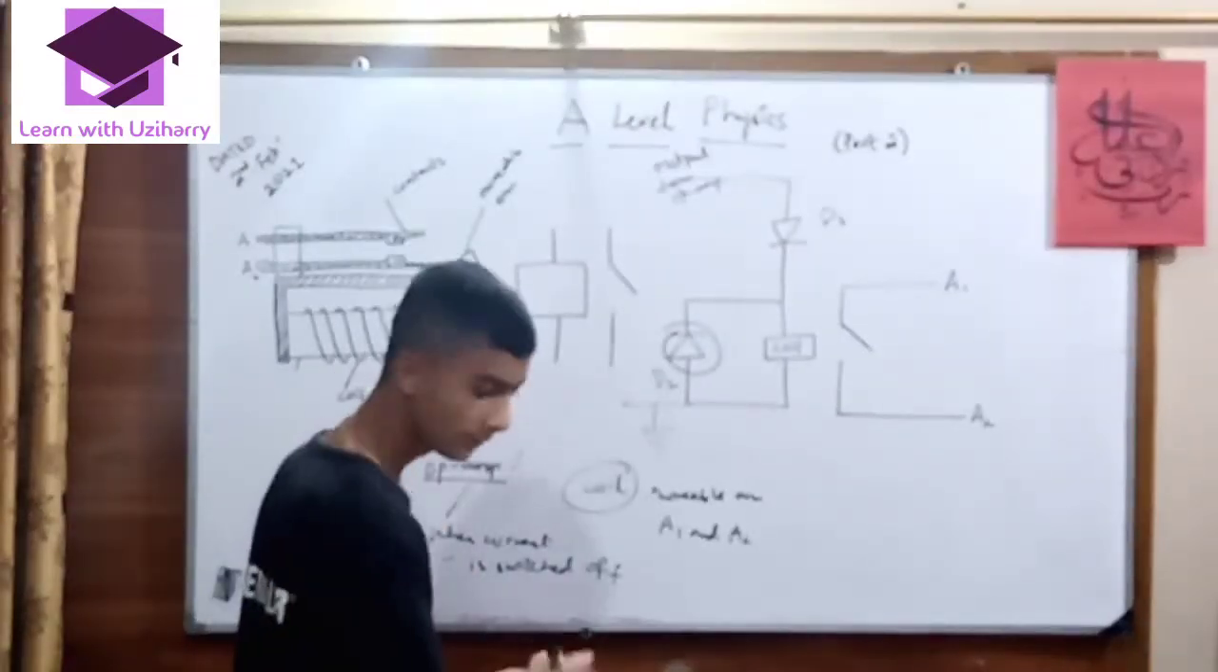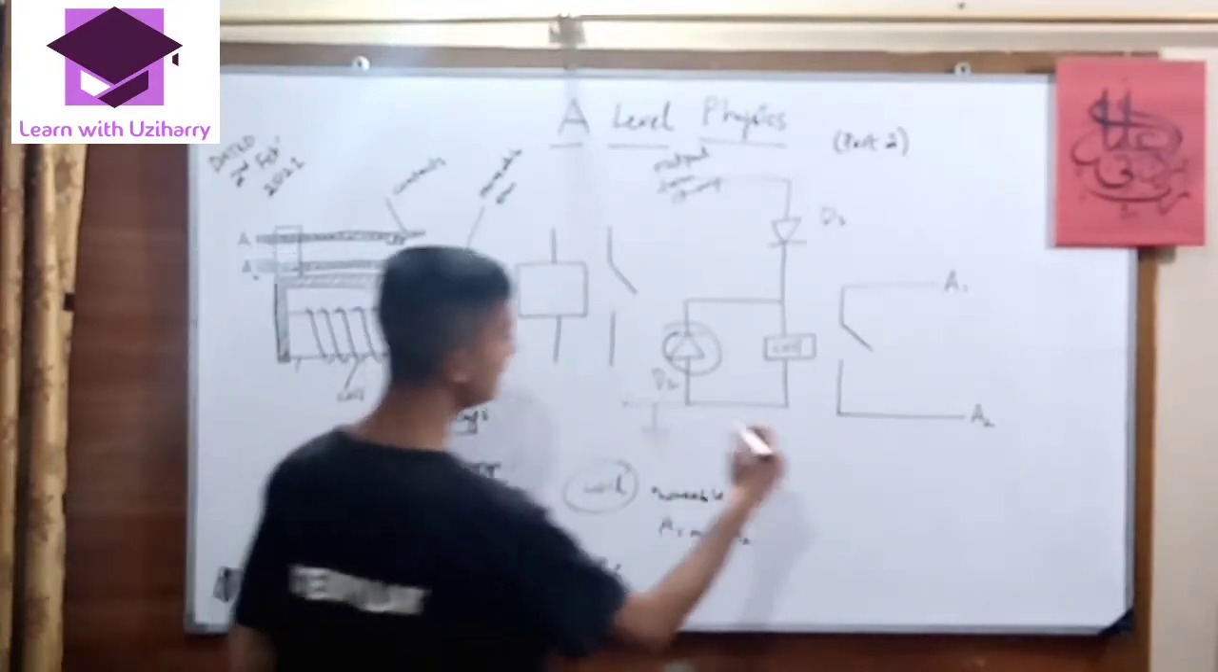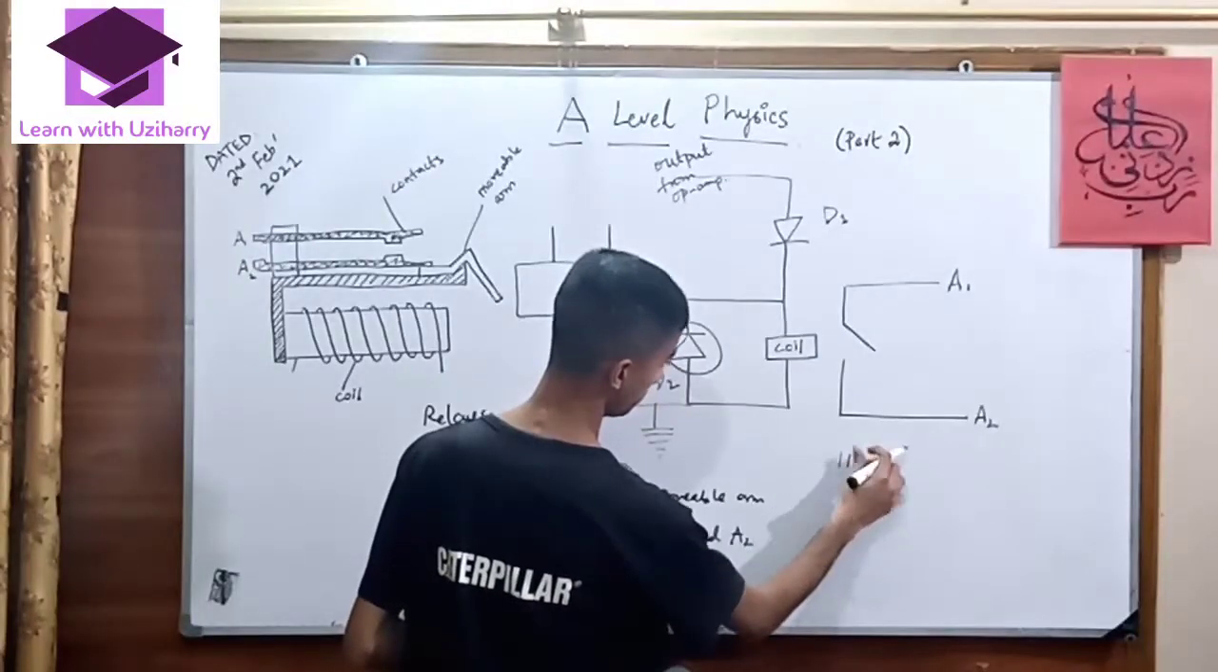Okay, now we have another example, the LED. LED is basically a light emitting diode.